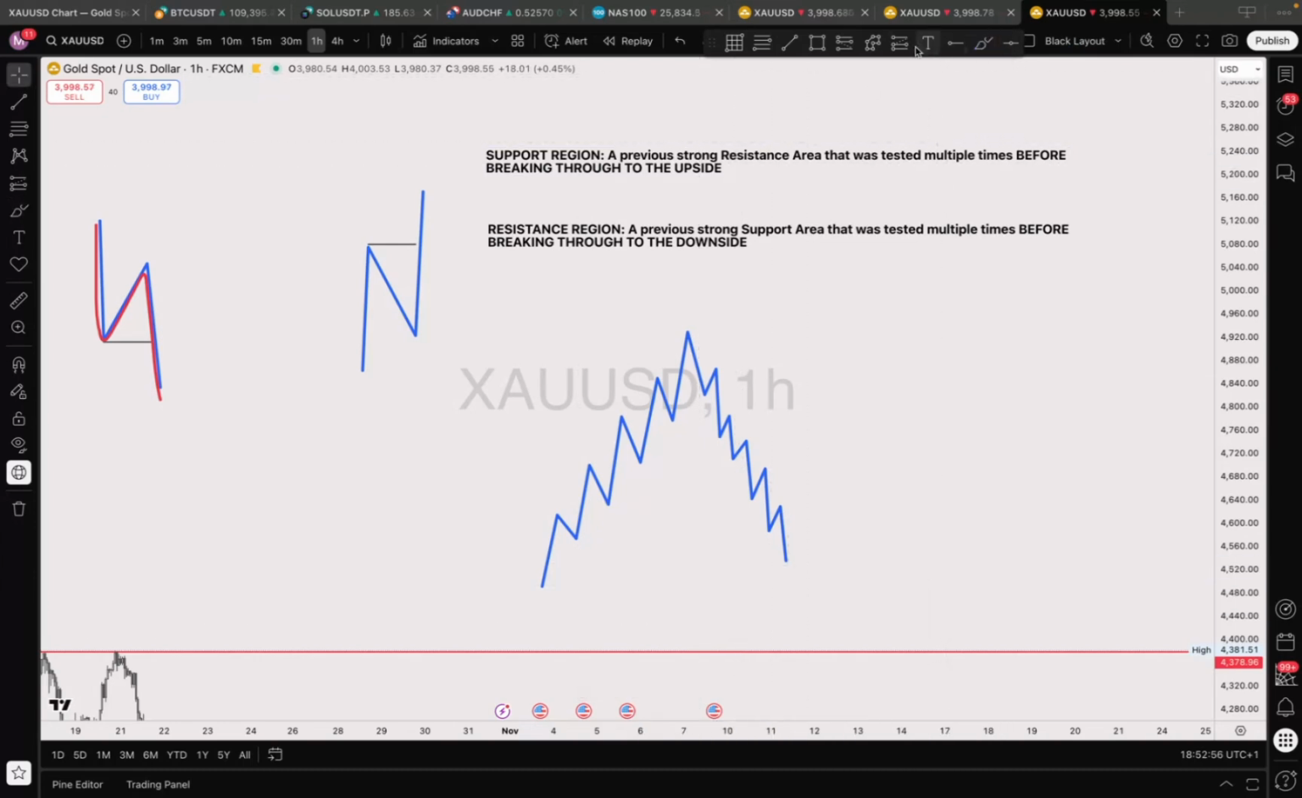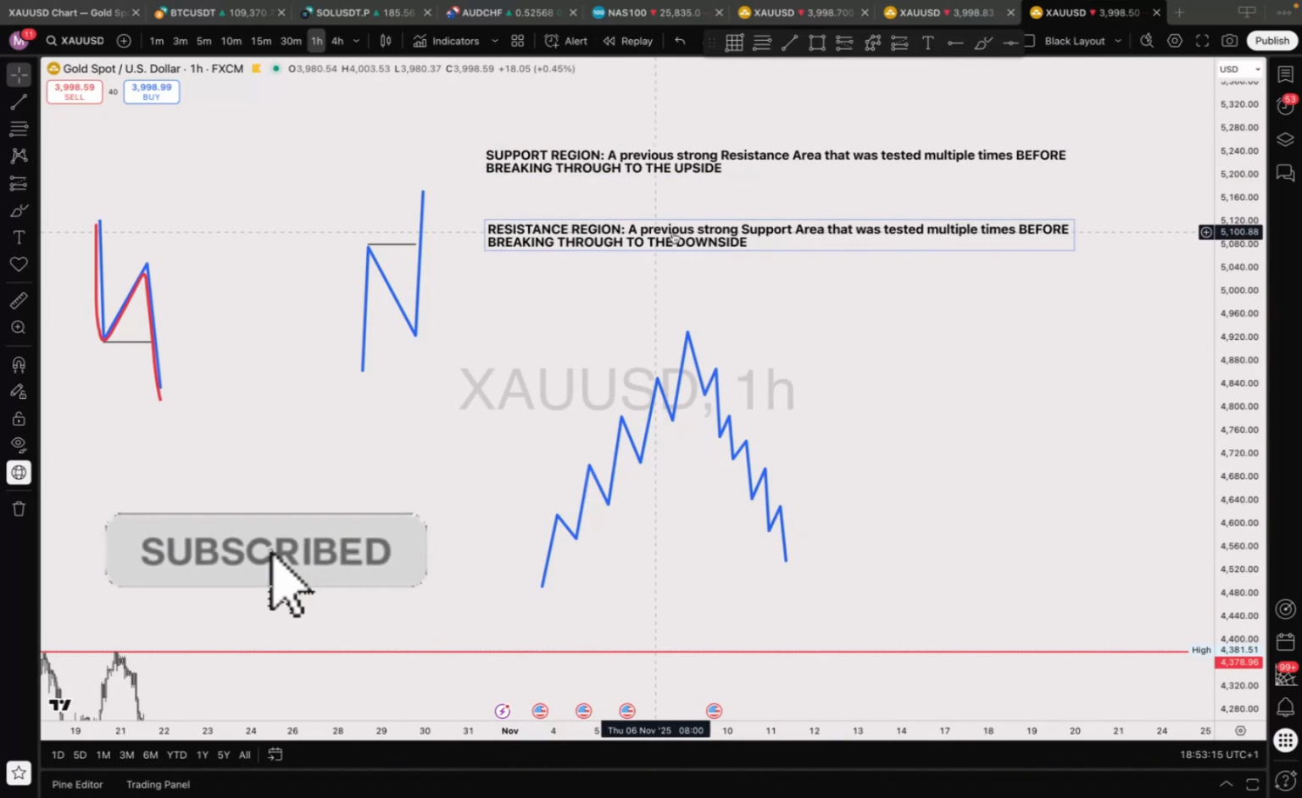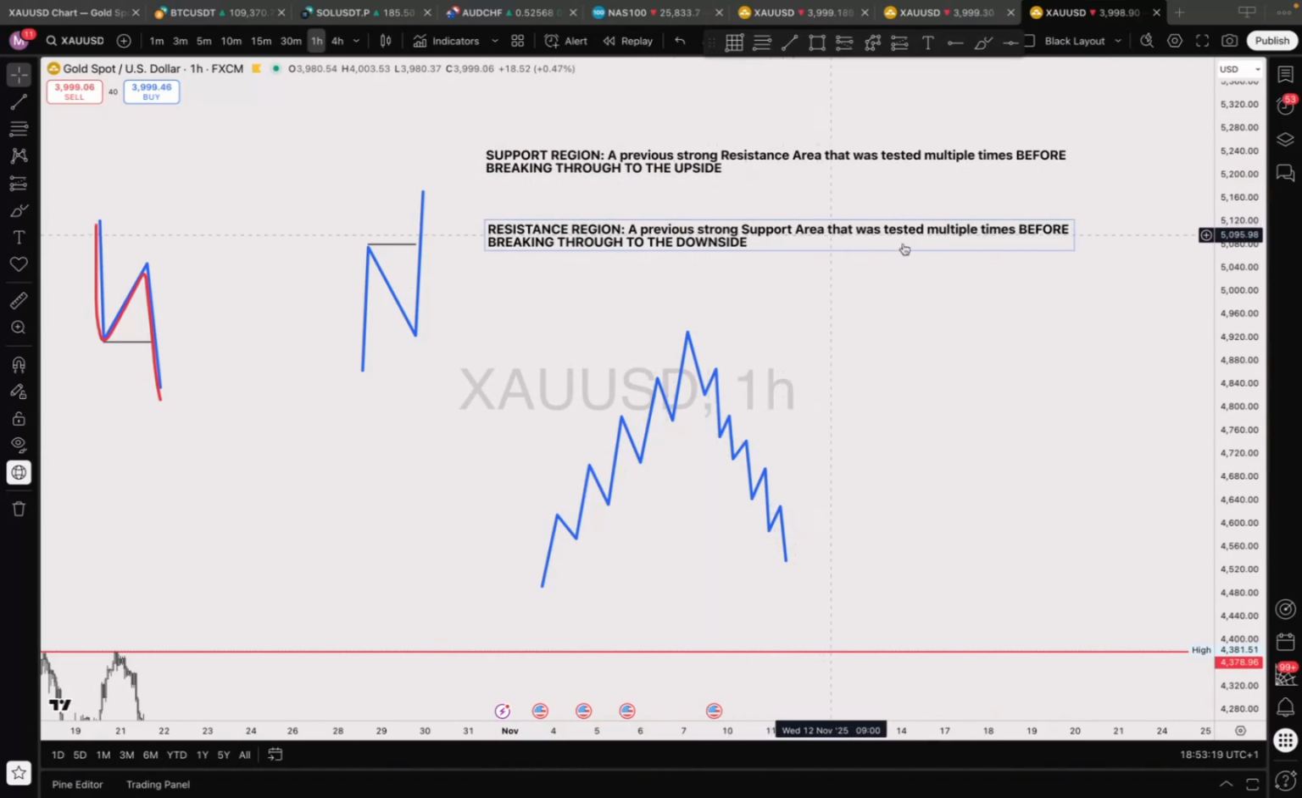Will you just start marking random things like this? Some people mark the top, some people mark the bottom. No, it's wrong. What do you want to see? You have to remember this word. What do I call resistance? Resistance is a previous strong support area that was tested multiple times.